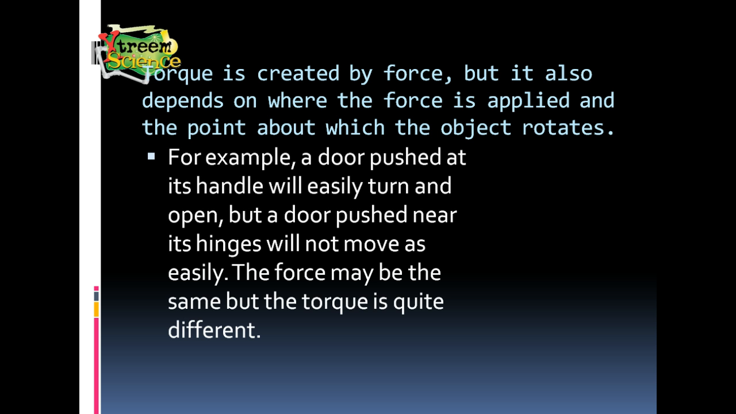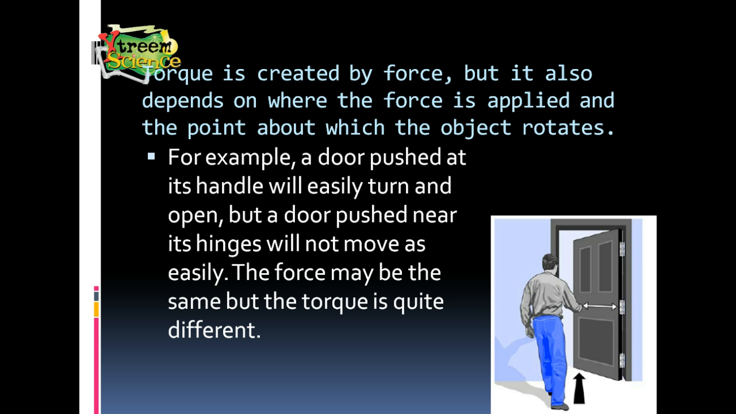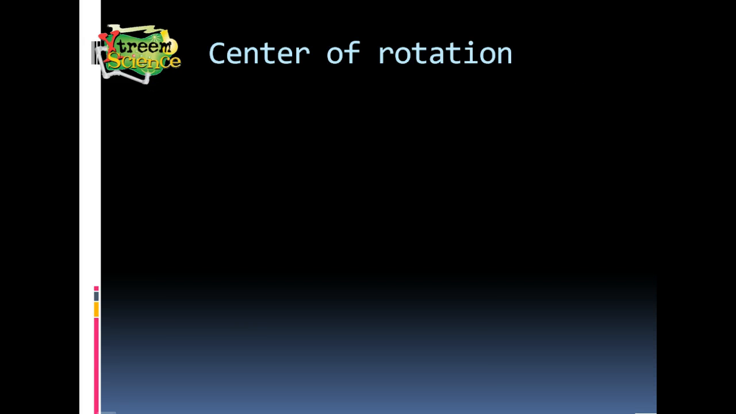So for example, you have a door. A door pushed at its handle will turn easily and open. But if you push that same door right next to the hinges, it is a lot harder to open. You can get up and go try it now if you would like, or you can try it after you watch this video. Go to your bedroom door. If it opens inward, go outside and not close it all the way, but push right at where the doorknob is. It opens rather easily. Now close it and push with that same amount of force at the hinges and see how easy it is to open. So the distance affects the amount of torque that is applied.